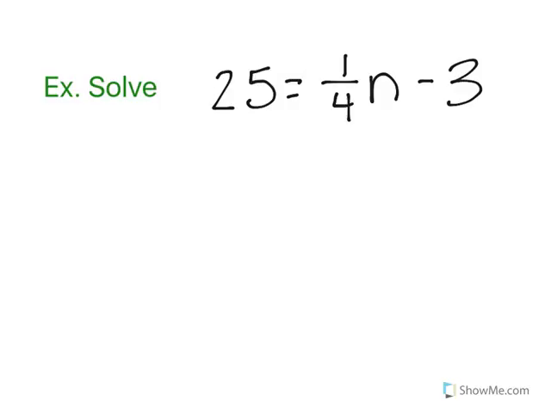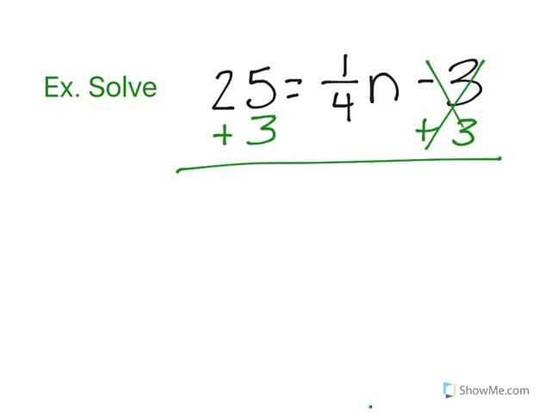So now we're going to get a little bit tougher. It says 25 equals 1/4 of some number, 1/4 times n minus 3. Again, I want to get my variable, that n, by itself, so I want to get rid of everything around it. I know the opposite of subtracting 3 is adding 3, so I'm going to add 3 to both sides. So that's going to cancel out. I'm going to bring down everything I didn't do anything to. 25 plus 3 is going to be 28.